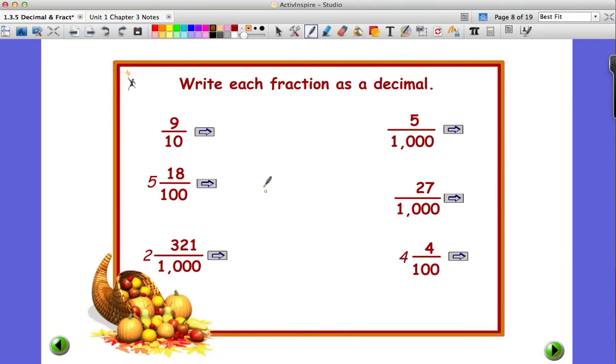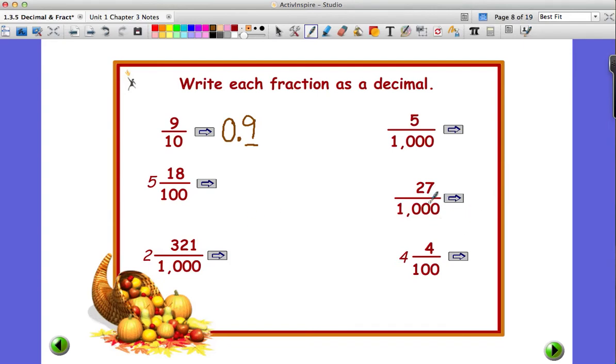Right, so now, just the same, if you have a fraction that has a denominator of a power of 10, so 10, 100, 1,000, 10,000, you can write your fraction as a decimal. So in this case, we have no whole groups. So we place our decimal, and then I have 9 out of 10. So tenths place is the first one after the decimal, so my 9 has to be in my tenths place.